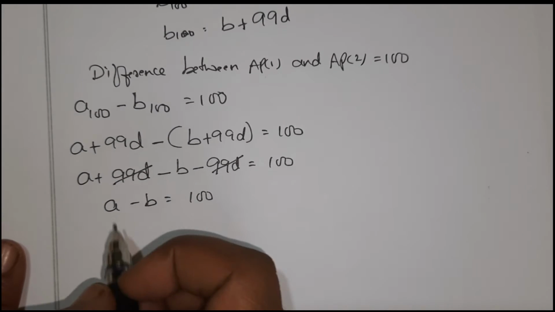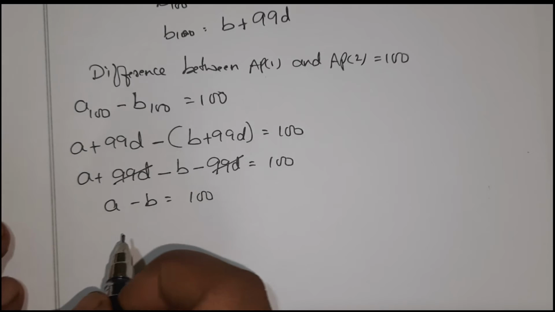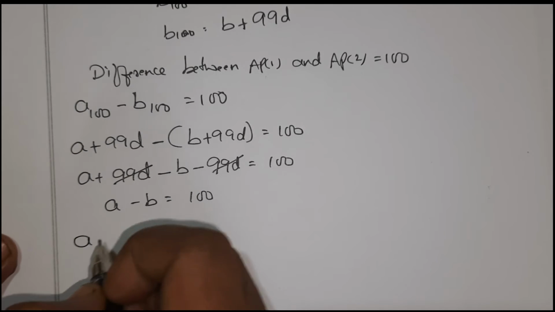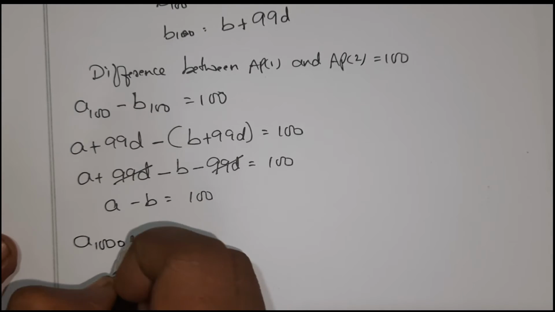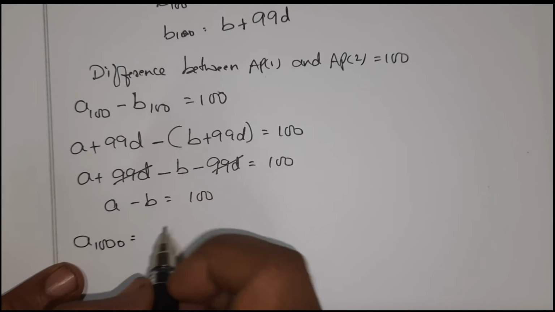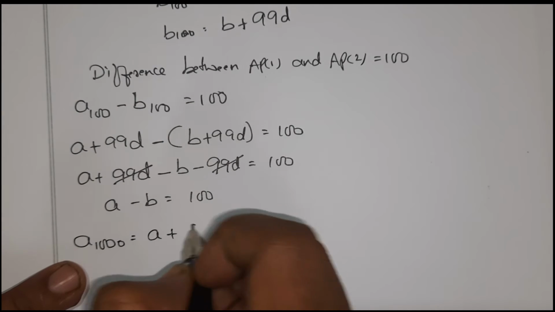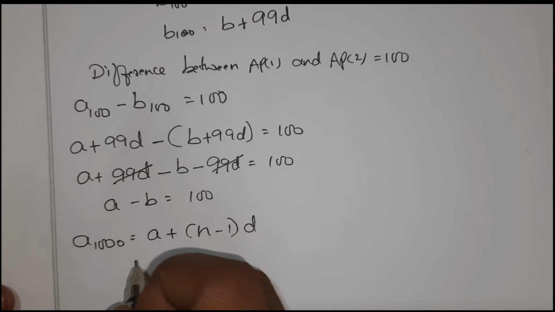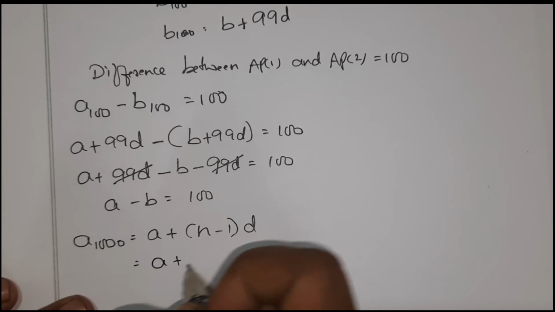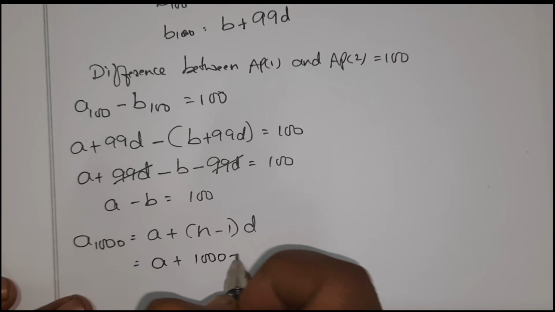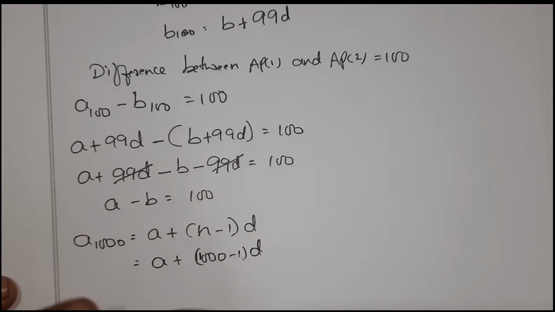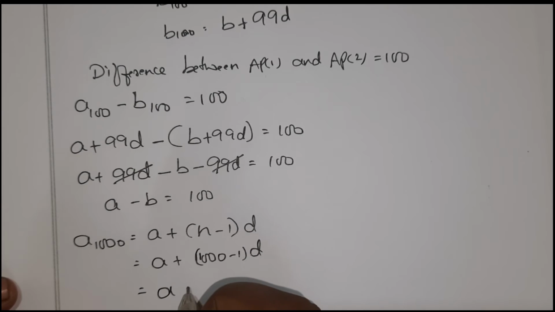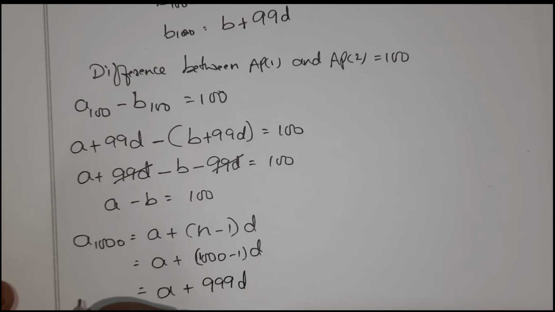So now let us find the difference of the 1000th term. What is given in the question? A1000. Let us write the formula: a plus n minus 1 into d, which is equal to a plus 1000 minus 1 into d, and then a plus 999d. This is our 1000th term of the first AP.